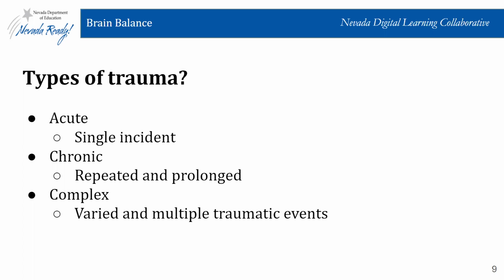Chronic is repeated and prolonged, so things like being exposed to domestic abuse, that would be a chronic form of trauma. And then there's complex, which is varied and multiple traumatic events across time. So having multiple single incidents, or single incidents combined with some chronic incidents, that's your complex trauma.